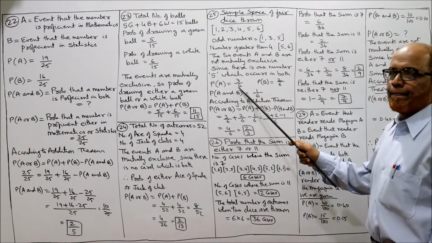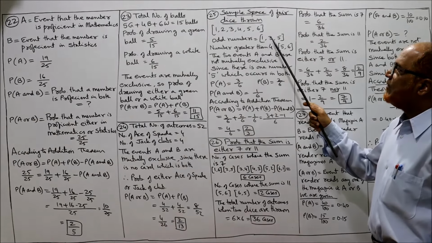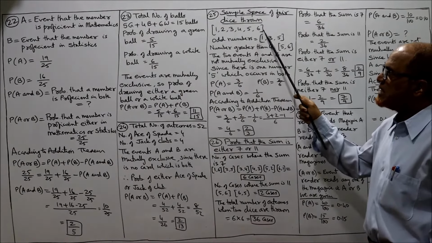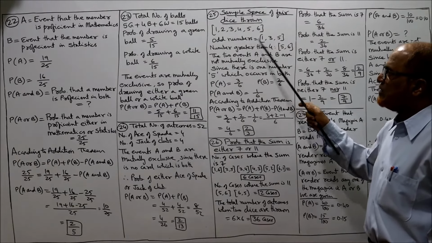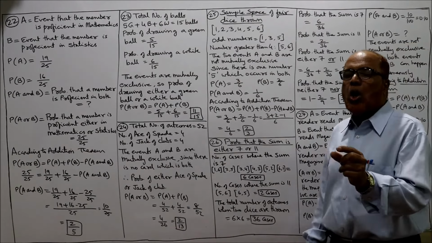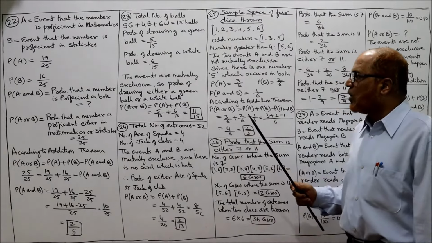So P of A, probability of odd number. So how many odd numbers are there? 1, 2, 3. Total numbers, total sample space 6. So 3 by 6. 1, 2, 3, 4, 5, 6. 3 by 6 is the probability that the number is an odd number.